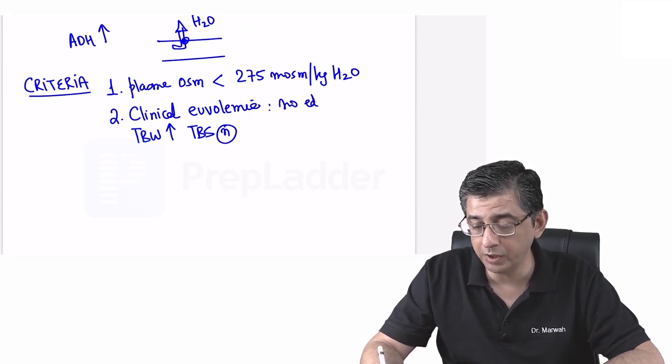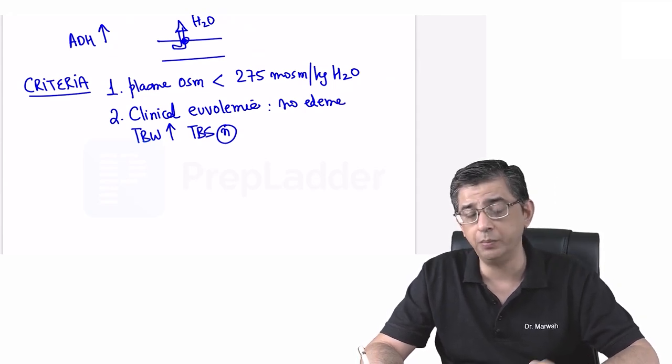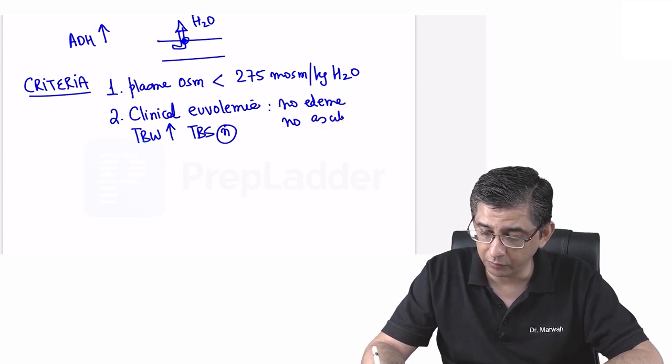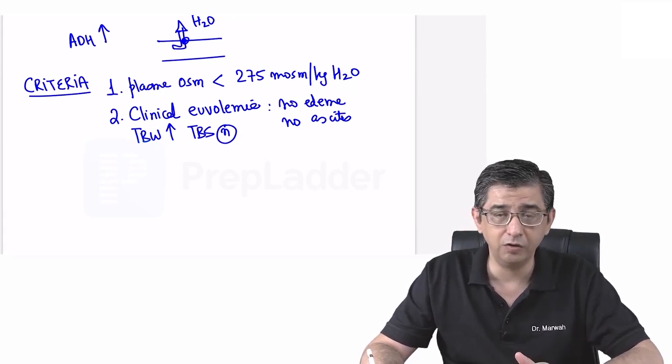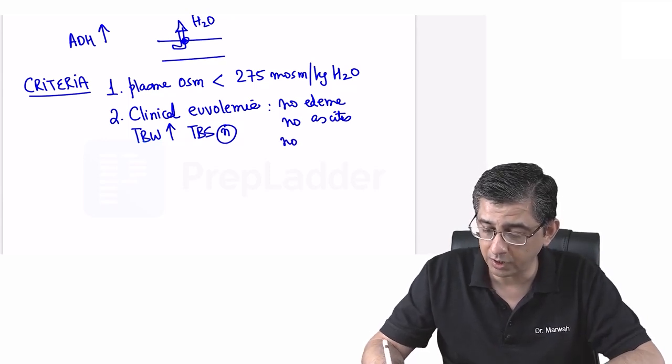There should be no edema in the patient, because if there is hypervolemia, there would be a periorbital edema, there could be a pedal edema. There should be no ascites documented. Now we can obviously do a clinical examination to check for puddle sign or for shifting dullness, even do ultrasound. And there should be no orthostatic hypotension.